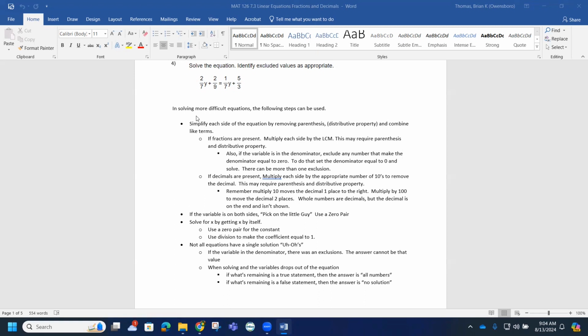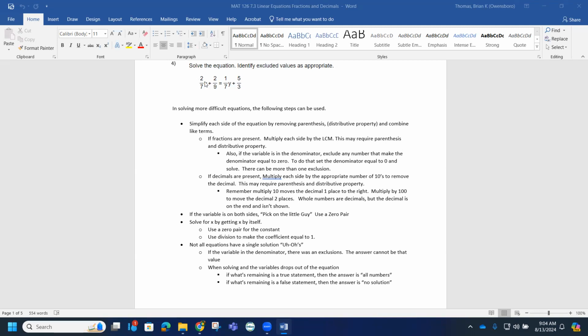So the strategies in solving equations to this level, the following steps can be used. So again, we want to simplify each side of the equation by removing parentheses. Distributive property is what we're talking about there, and combining like terms. So if we look at this equation, I don't see any parentheses on either side, and 2/7 y and this 2/9 are not like terms because this has a y in it.